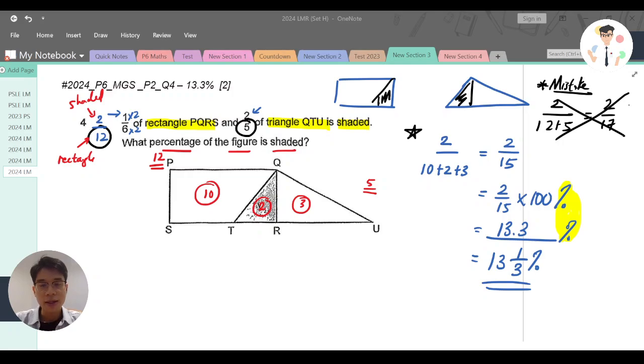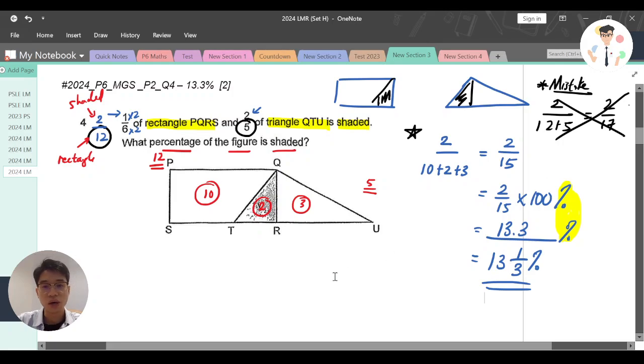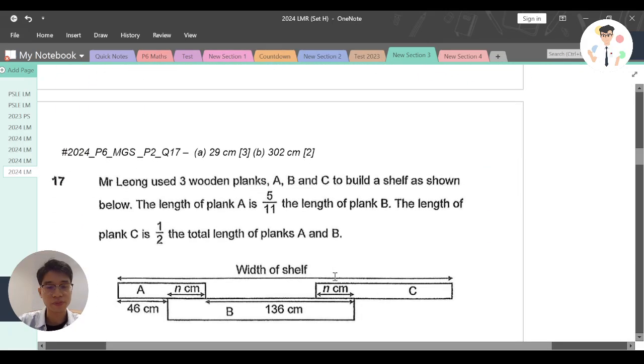Okay, so for my students, you're supposed to know this quite well because we've been practicing this in our prelim, our mock exam, and also in our normal practices. Okay, let's move on to our next question.